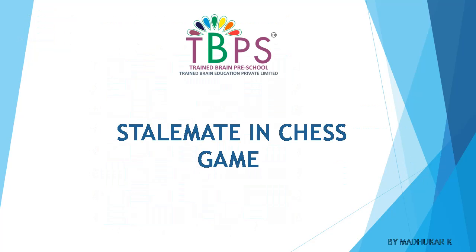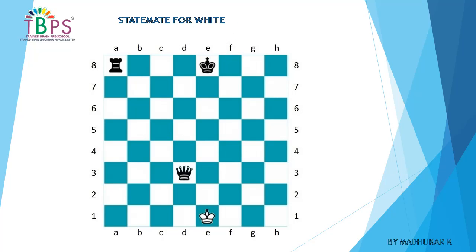Now we will see what stalemate is in the chess game. When the king is not under check and there is no legal move for that player, we call it stalemate. Stalemate is generally a draw where both the players share half points. Now we will see how stalemate happens with this example.